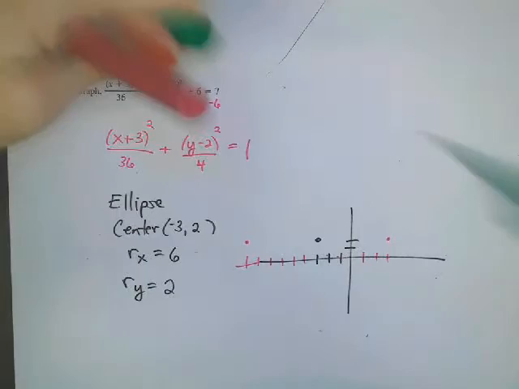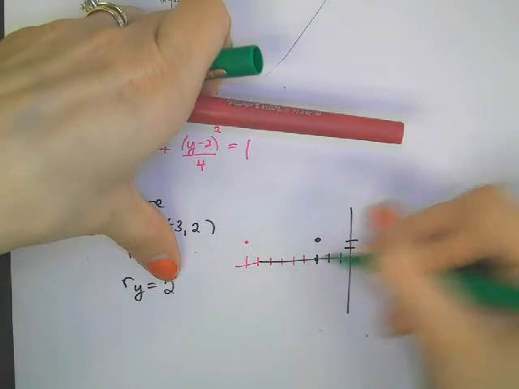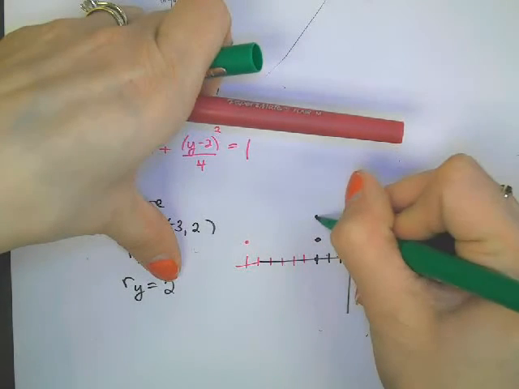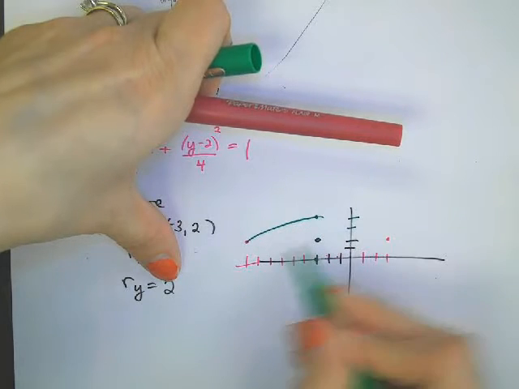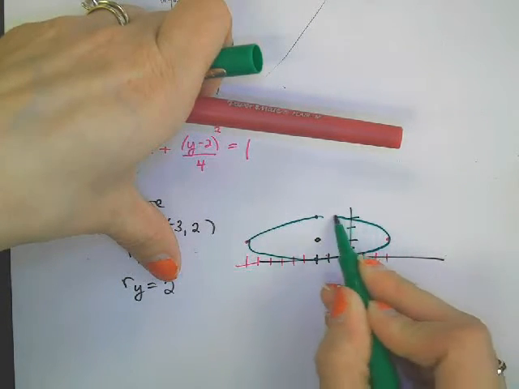Then we're going to go up and down R sub y, 2. So you go down 2, brushing the x-axis, up 2, right there. And so the ellipse is pretty wide. It's a skinny ellipse. There you go.